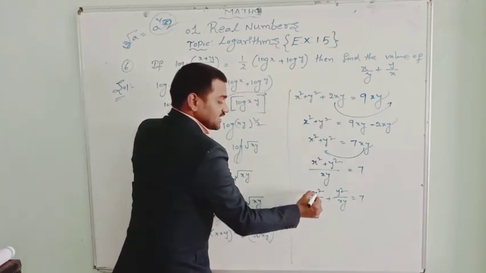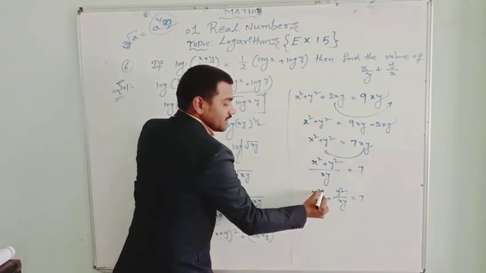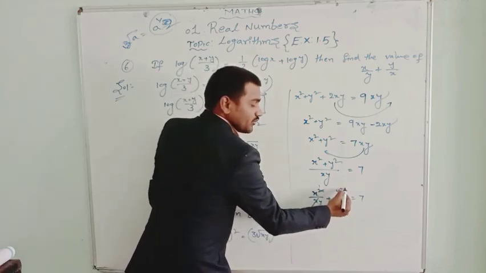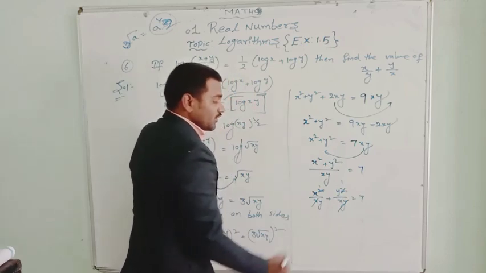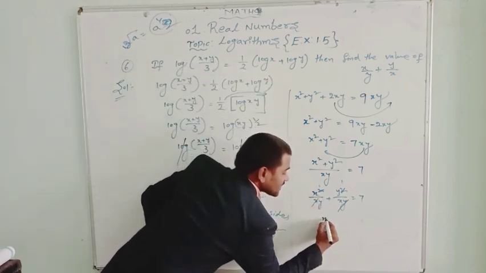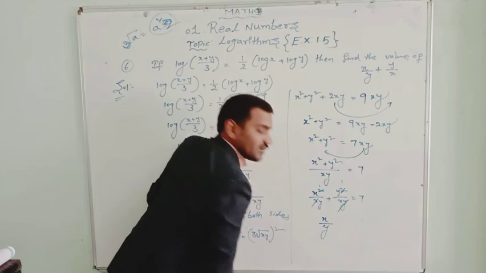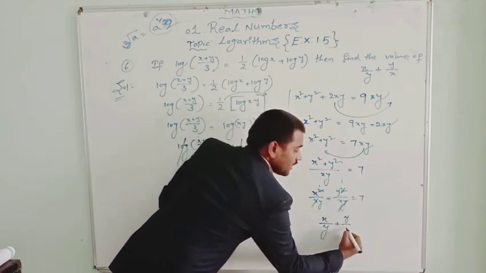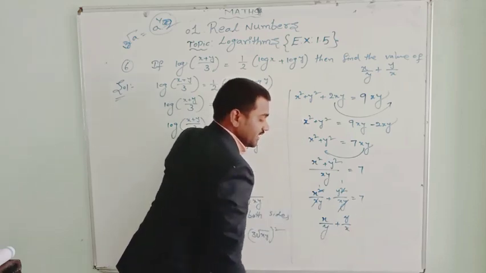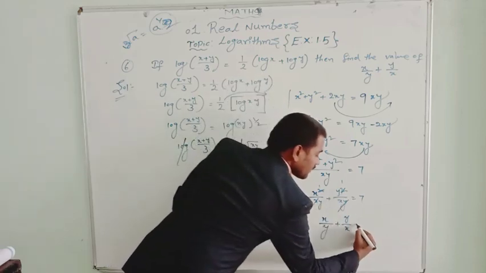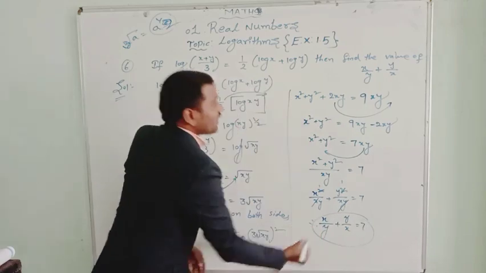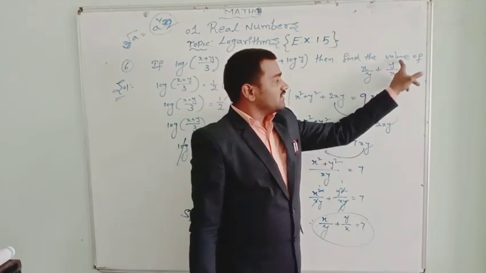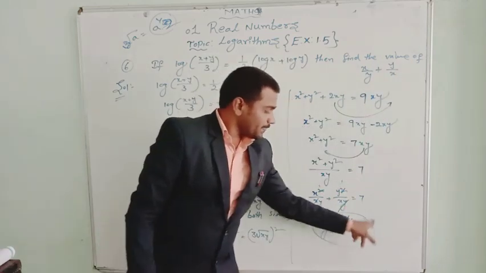And x and x will cancel. Here out of 2 x's, 1 x will cancel. Here out of 2 y's in the numerator, 1 y will cancel. So what we are left with in the numerator is x, and in the denominator is y. Plus here in the numerator there is y, and in the denominator there is x. y by x is left here. That equals 7. Therefore, that is what we need. Find the value of x by y plus y by x, that equals 7.